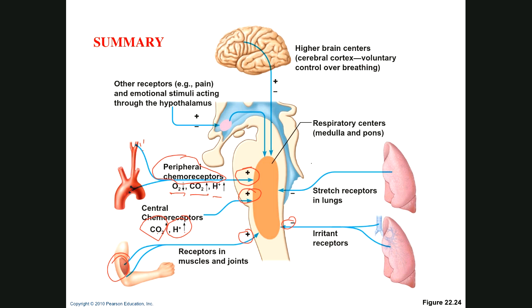Emotional brain, hypothalamus, can either stimulate or inhibit respiratory rate. Voluntary control from the brain, from the cerebral cortex. Again, we can increase the respiratory rate or decrease it at will. The stretch receptors, Hering-Breuer reflex, decrease respiration. Irritants will decrease respiration. So basically, it's the summary of what we've been talking about.